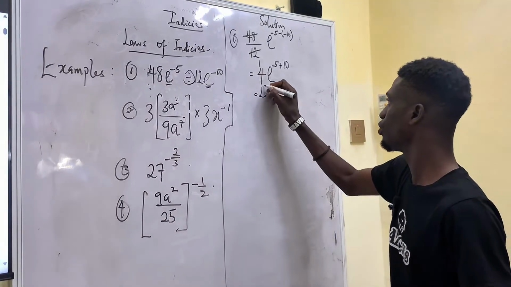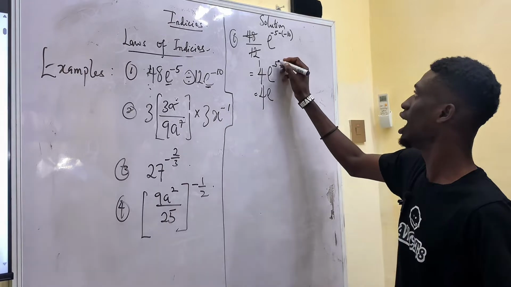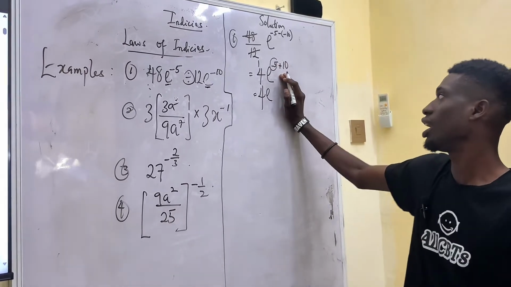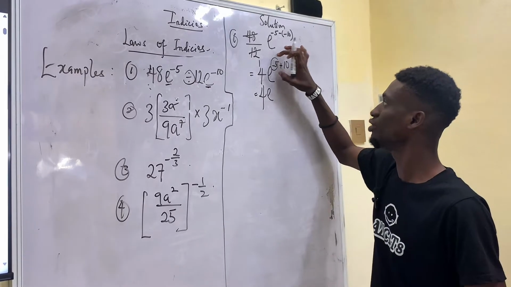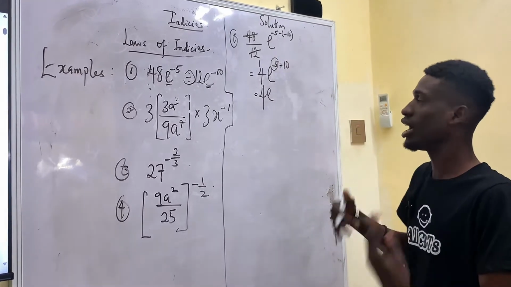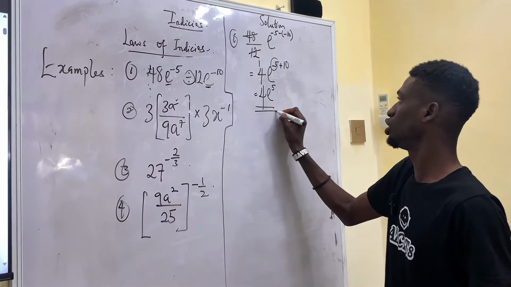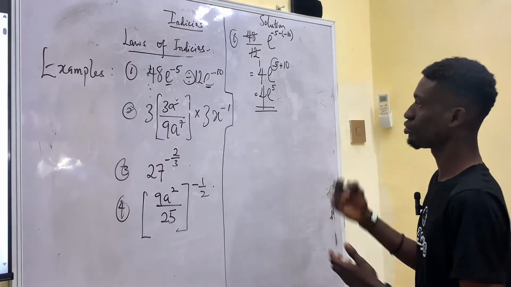So I have 4e. Now I'm holding 5 and I have 10. If I subtract this 5 from 10, I'm going to have 5 left. So this should be our final answer.